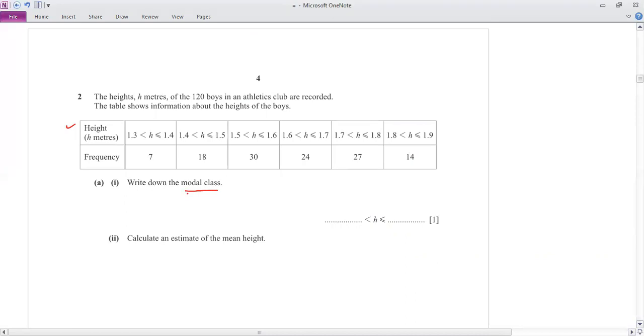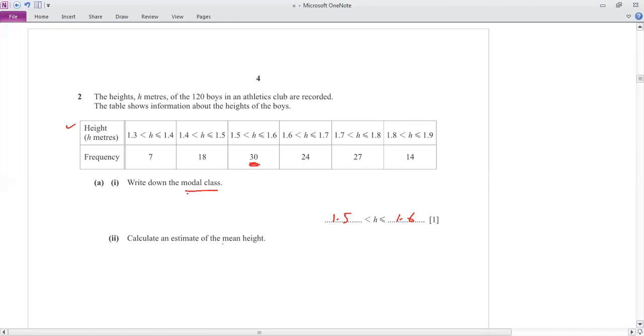Anyone? Modal class means the class with the most repeated numbers. Which class has the most repeated number? Obviously this one, with frequency 30, because frequency tells us the numbers. So the most repeated one is this one. So the modal class will be 1.5 < h ≤ 1.6.